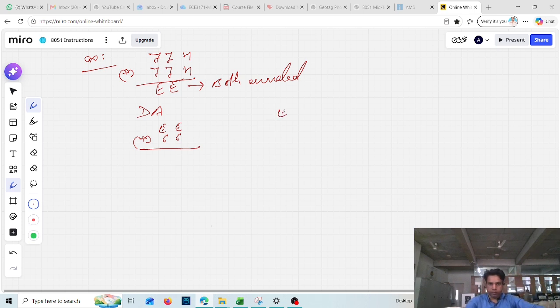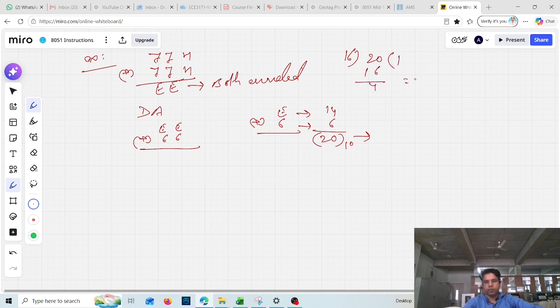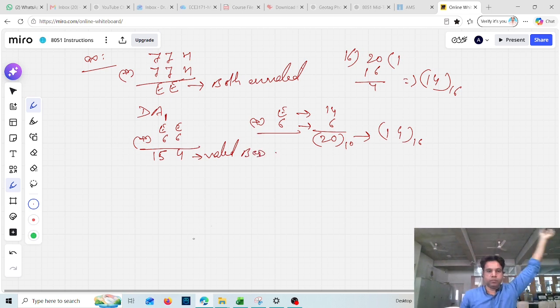Now just for the purpose of addition, 6 plus 14 gives 20, because this is 14 in decimal and this is 6. This 20 in decimal is equivalent to 14 in hexadecimal, so 4 will stay and a carry will come. Now add this carry 1 plus 14 plus 6, which is 21. If you convert 21, this will be equal to 15. So this is your correct or valid BCD. This is the purpose of this DA instruction.